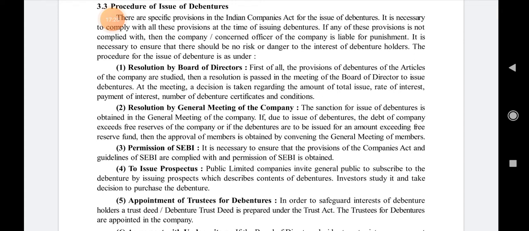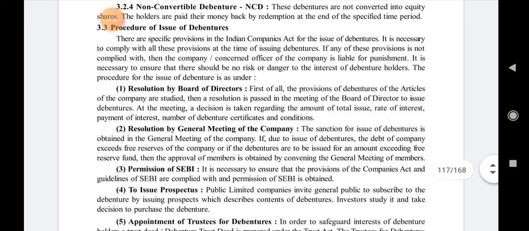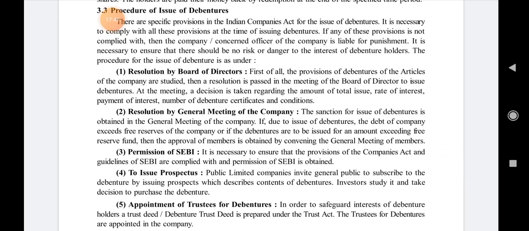First of all, the provision for the issue of the debenture should be observed in the articles of association and studied very carefully. And then after they have to compulsorily go through it, and the resolution should be passed in the meeting of Board of Directors. At the meeting, a decision is taken regarding the amount of the total issue, rate of interest, payment of interest, number of debenture certificate, and conditions.